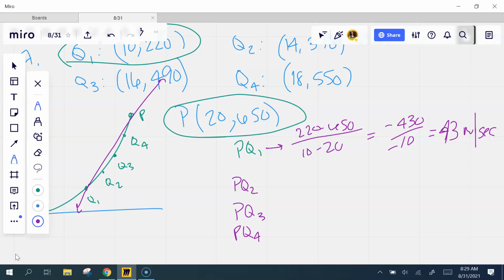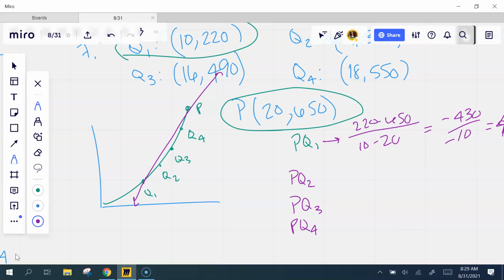So how do we do that? I'm thinking the closest estimate I could get using this, since I don't have a formula, would be to use the point closest to P and use that to estimate the instantaneous rate. Did y'all hear the question? Part B says estimate.